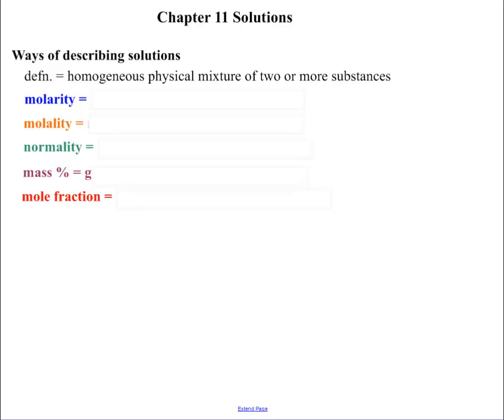Molarity is most familiar to us. We learned about molarity a while ago, so let's just make sure we remember the definition of molarity. Molarity is the moles of solute, and its solute is important, per liter of solution, because each of these quantities is going to define how much solute we have a little bit differently. Symbol for molarity is a capital M.